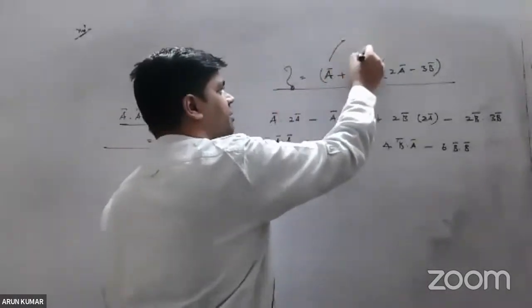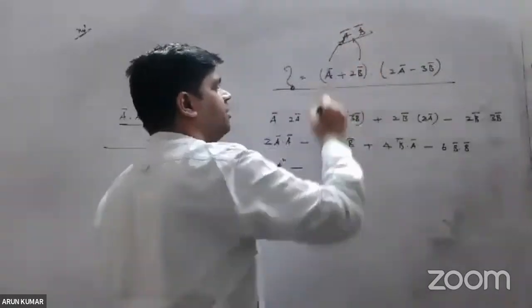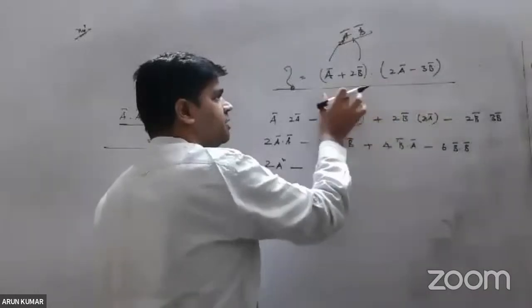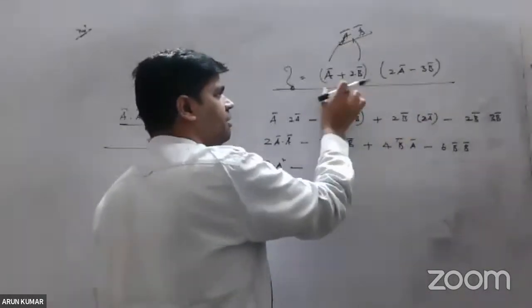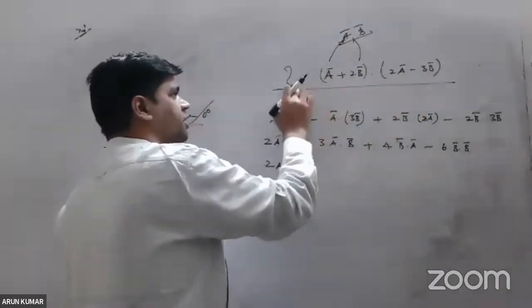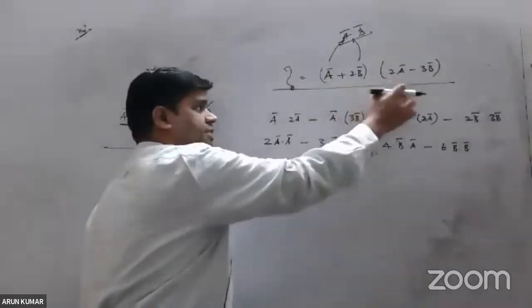Given two vectors A bar and B bar, I have to find the dot product of these two vectors: A plus 2B and 2A minus 3B. There are two vectors, right? A plus 2B is one vector, 2A minus 3B is one vector. What is the dot product of these two? Simplify and find out the dot product of these two vectors.